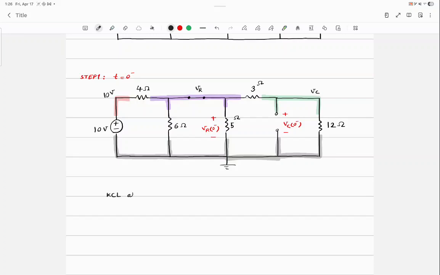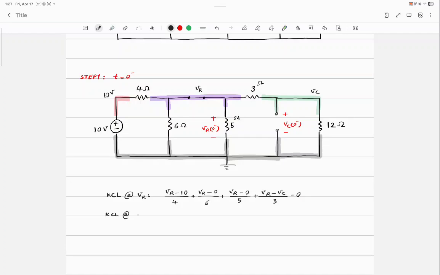Nodal analysis, KCL at VR. VR minus 10 over 4 plus VR minus 0 over 6 plus VR minus 0 over 5 plus VR minus VC over 3 is equal to 0.